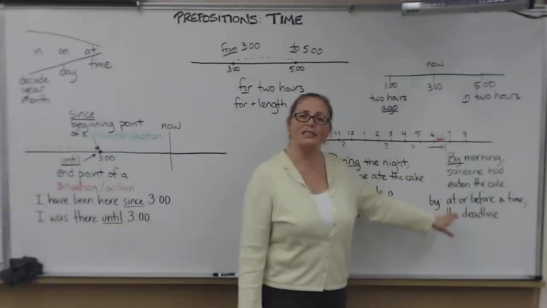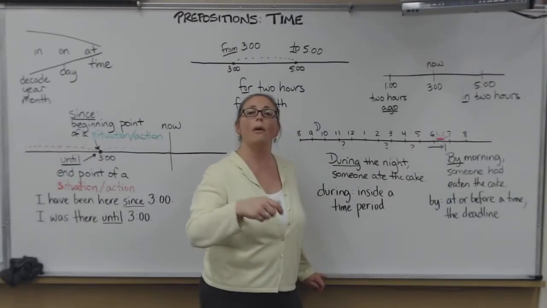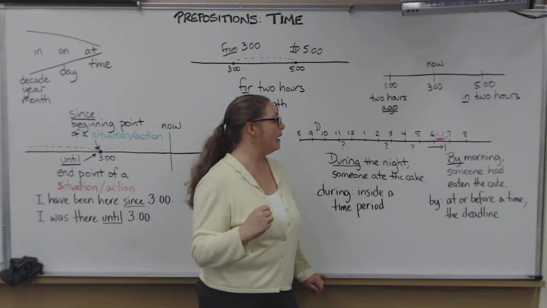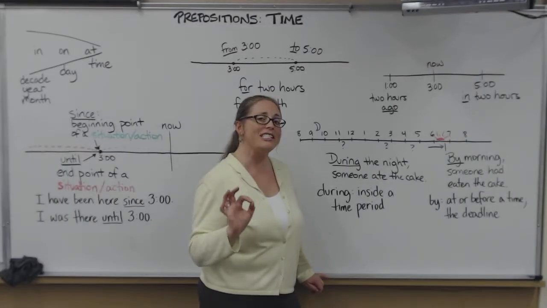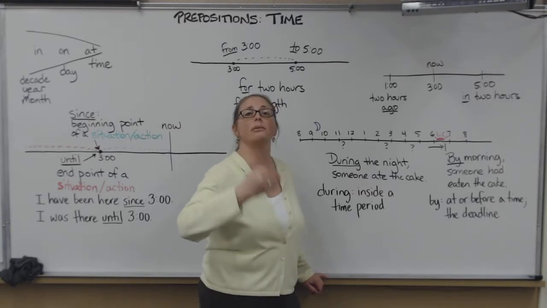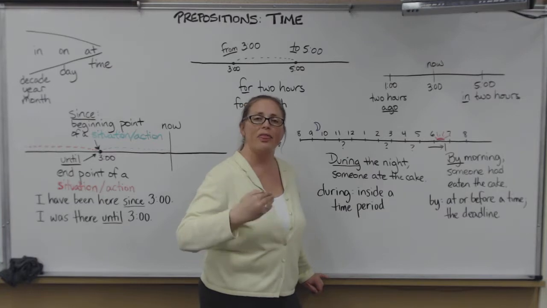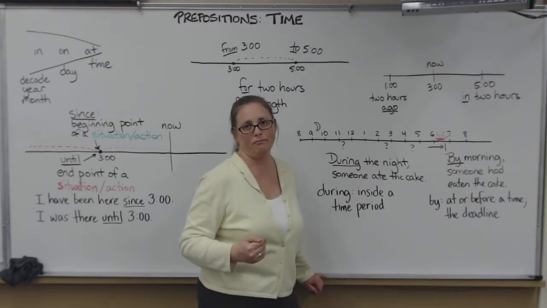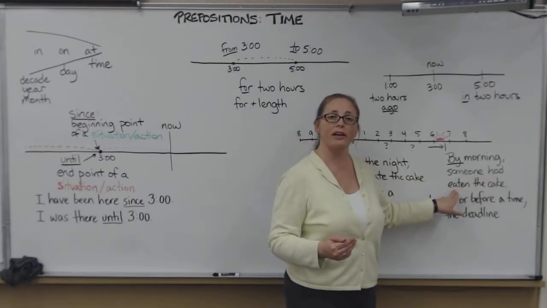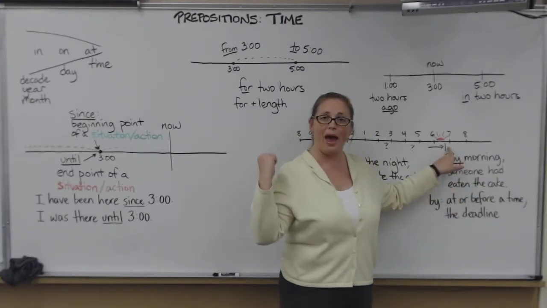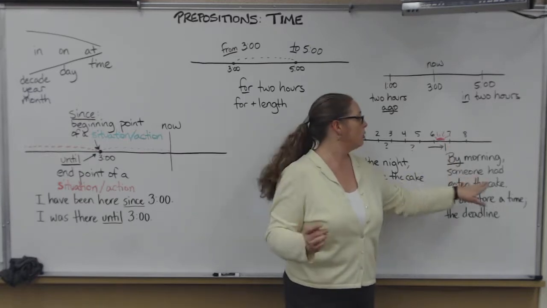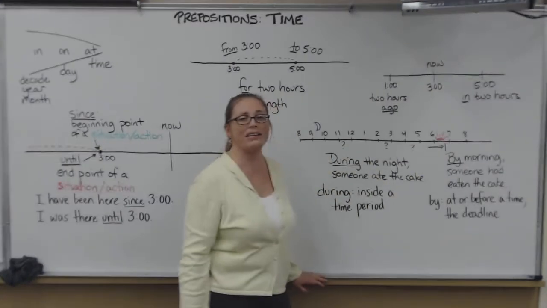By basically has an idea of at or before a time. And it has this idea of a deadline. This is the last possible time that something can happen. Here you will see you use the past perfect if morning is in the past, and then you want to go before that. You're using the past perfect. Someone had eaten the cake.